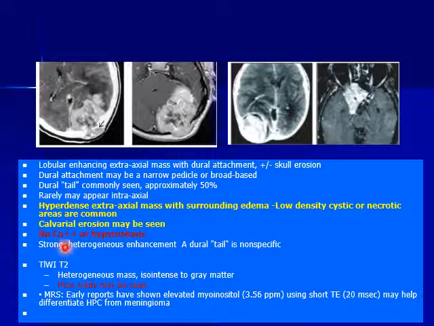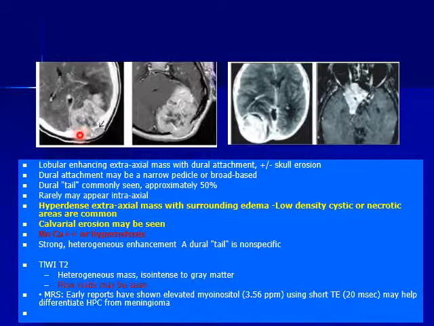Number one, hemangiopericytoma doesn't show calcification like meningioma, so we will not see calcification. Number two, no hyperostosis of the related bone. On the other hand, it causes lytic lesions involving the overlying bone.